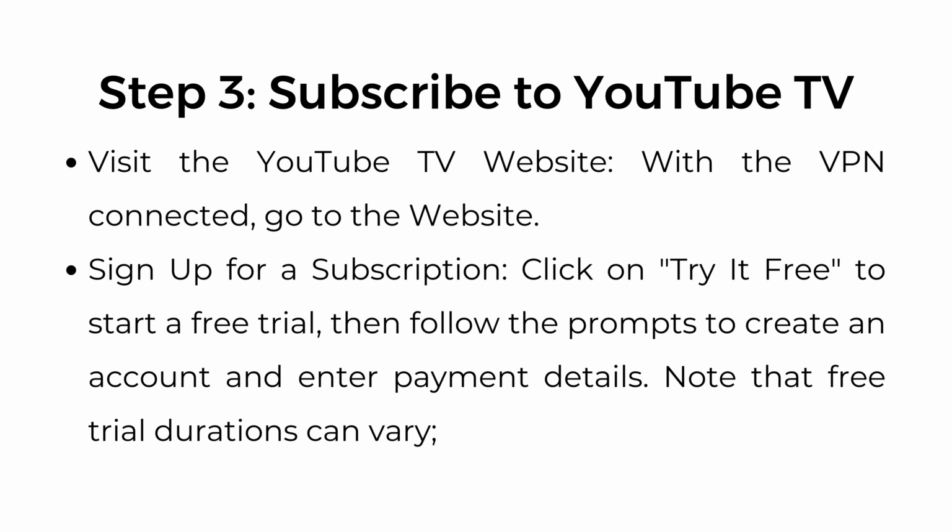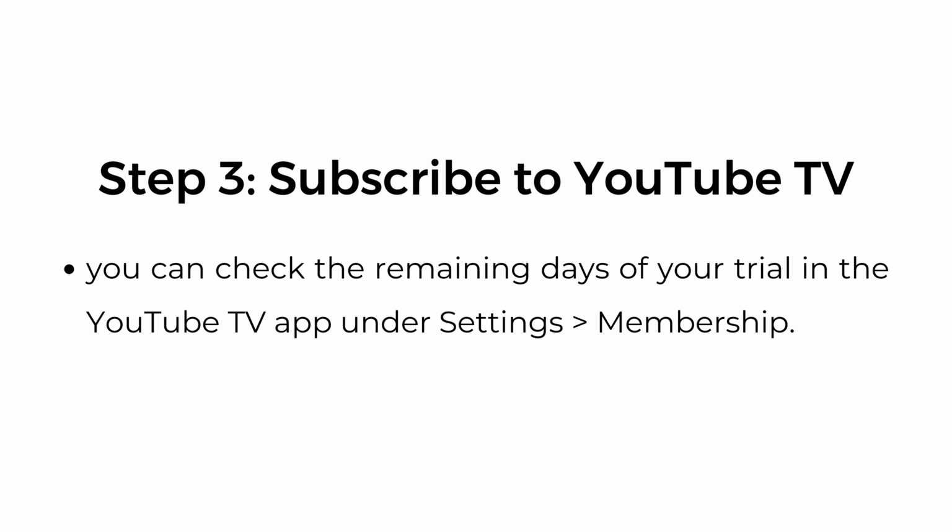Step number 3, subscribe to YouTube TV. Visit the YouTube TV website. With the VPN connected, go to the website. Sign up for a subscription. Click on Try It Free to start a free trial. Then, follow the prompts to create an account and enter payment details. Note that free trial durations can vary. You can check the remaining days of your free trial in the YouTube TV app under Settings, Membership.